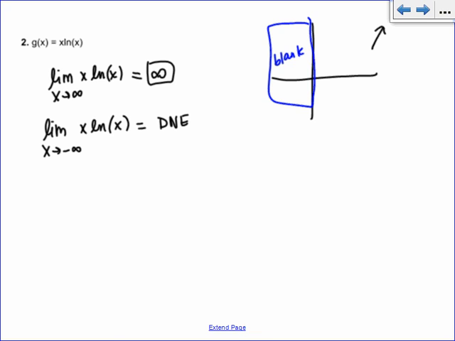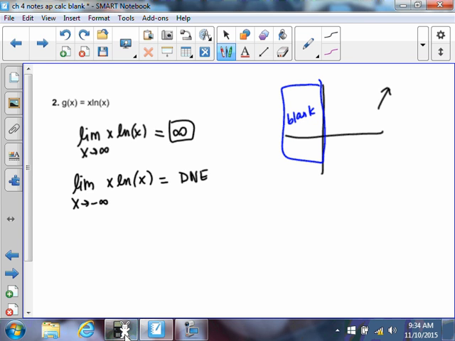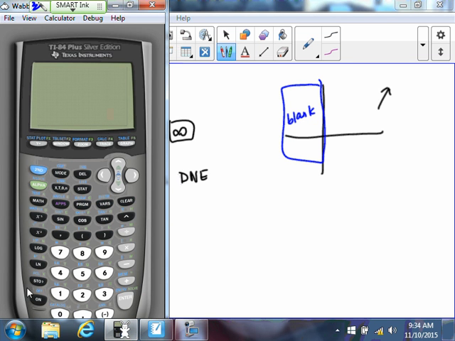All right, so let's see what that graph looks like. I'm curious. So if I do x times natural log of x, see how it just kind of ends on the left side. Does that make sense? So there's not a horizontal asymptote coming from the left side. Okay? All right.